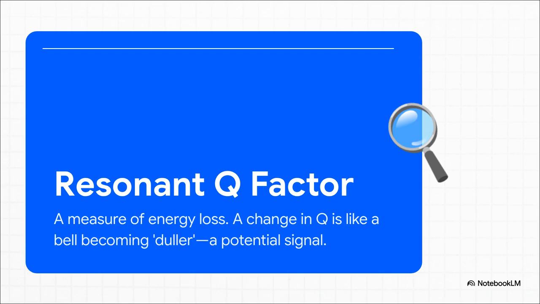It's basically like measuring how clearly a bell rings. A really good bell will ring for a long, long time. It has a high Q factor. In this circuit board, they're looking to see if adding more twist has a damping effect on its electromagnetic ring. Does it make the bell sound duller? If it does, that could be a signal.